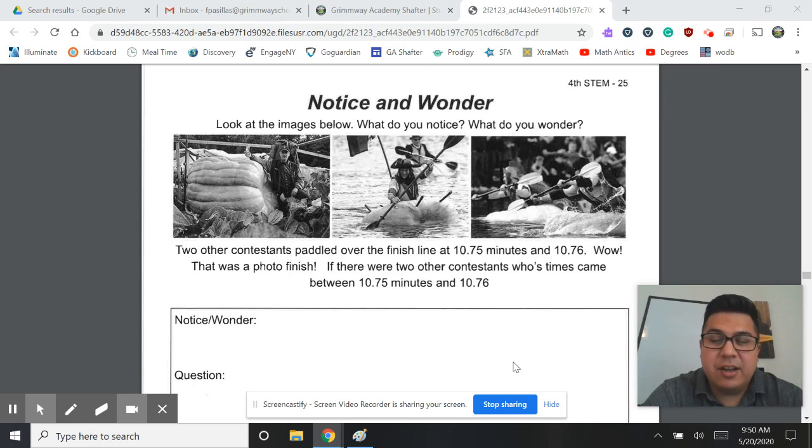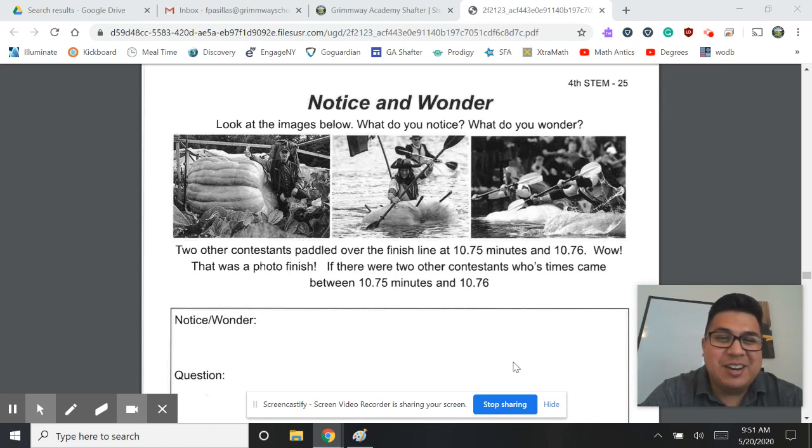Today we're going to continue reviewing NBT.3, which is a fifth grade standard. We are comparing decimals. You're going to start out with your notice and wonder, and you're going to look at these pictures. Unfortunately, they're not in color, but if it was a colored picture, you would see these nice, bright pumpkins that they grew. So those are real pumpkins.